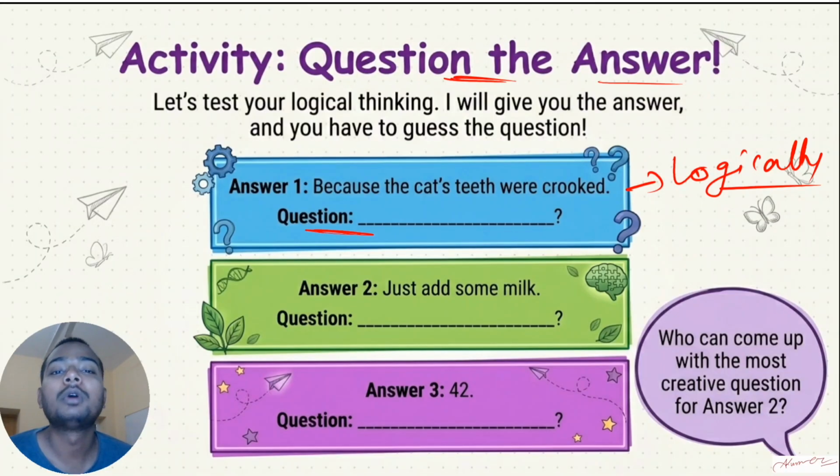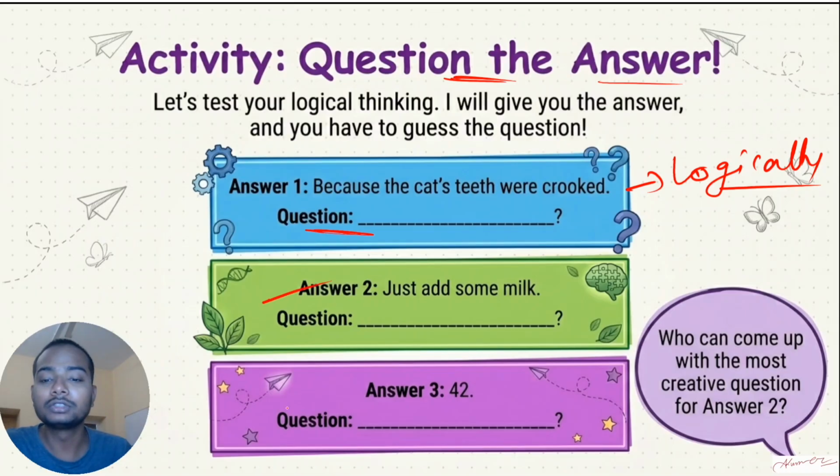Why was the cat not responding? That could be one question. Why does the cat seem arrogant today? Why does the cat seem so upset today? Why is the cat not eating anything today? Because the cat's teeth were crooked. Did you observe that there can be a lot of questions for one answer? If one question is given, there can be one answer for that, but if there is one answer, there can be a lot of questions for that. So that makes you think logically and critically.